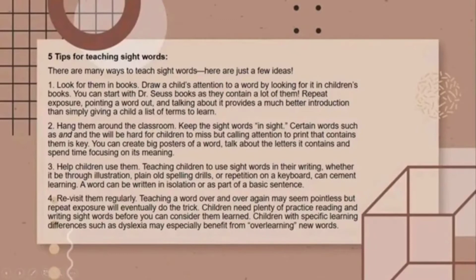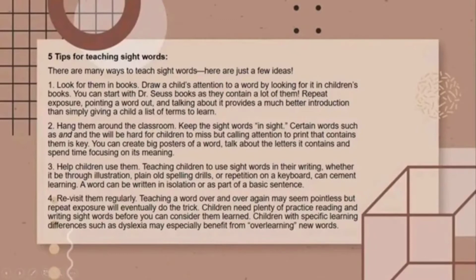Number 3. Help children use them. Teaching children to use sight words in their writing, whether it be through illustration, plain old spelling drills, or repetition on a keyboard, can cement learning. A word can be written in isolation or as part of a basic sentence.